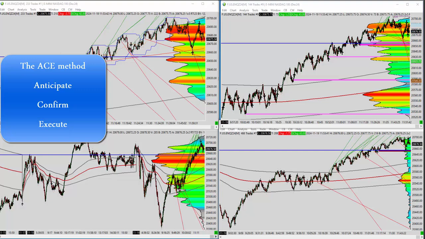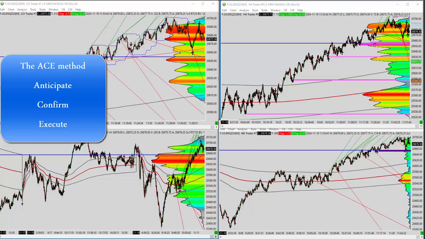Do you have the tools, the good tools, to confirm your trades? First of all, do you anticipate the trade ahead of time? Let me be very simple in this example. This is the Nasdaq December contract.